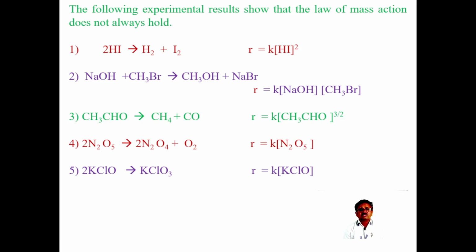Okay. So the next example, that is 2KClO gives KClO3. So here the rate equals k [KClO]. Here two molecules are taking part in this reaction, but the exponent is not 2, it is only 1. So with these examples you can easily understand that the number of molecules taking part in a chemical reaction may not be the exponents of those particular reactants in the rate law equation given by the law of mass action.